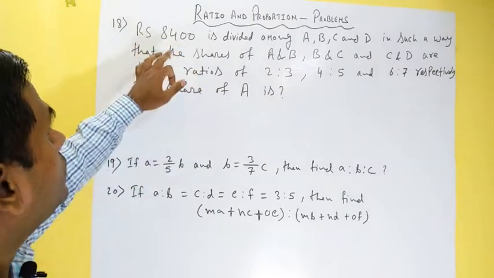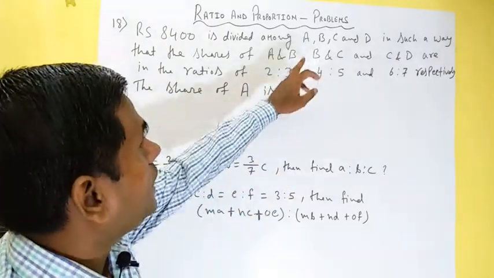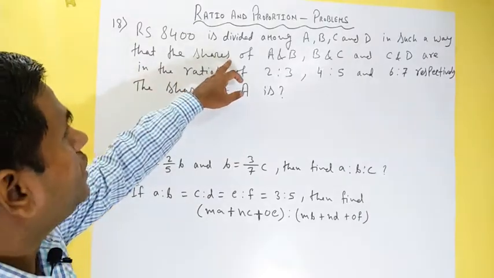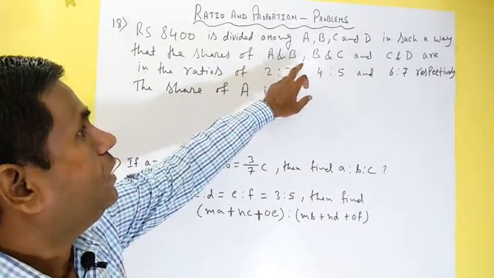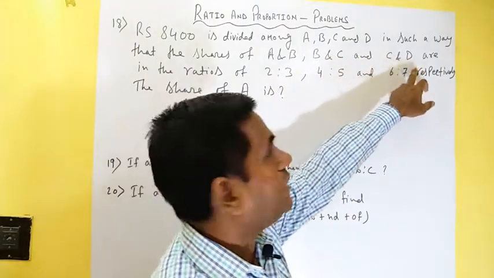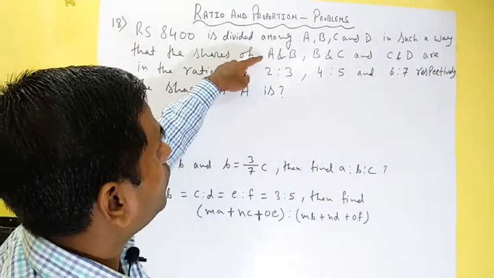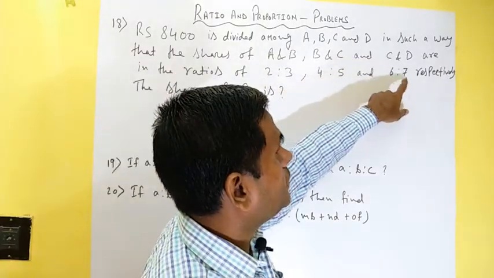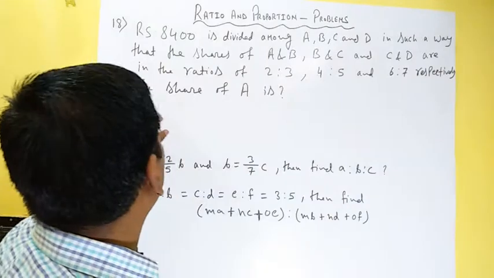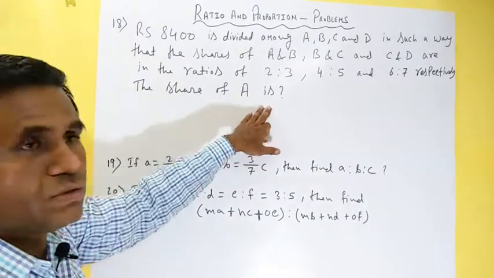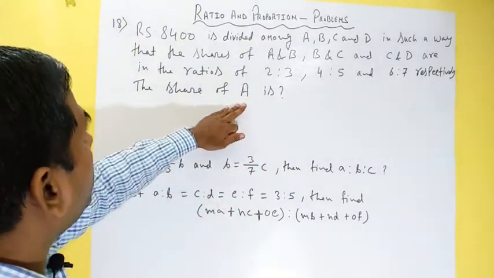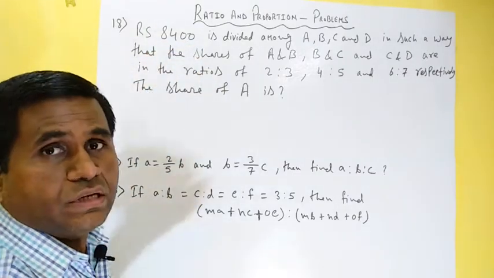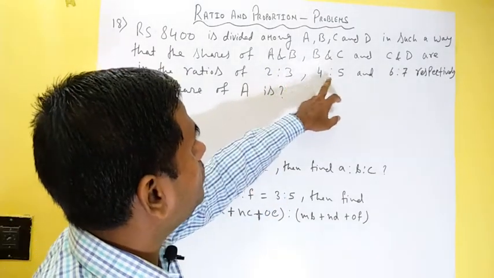Rupees 8,400 is divided among A, B, C and D in such a way that the shares of A and B, B and C, and C and D are in the ratios: for AB 2:3, for BC 4:5, and for CD 6:7 respectively. So we have to find the share of A in this amount 8,400. The split up ratio is given: A is to B, B is to C and C is to D.